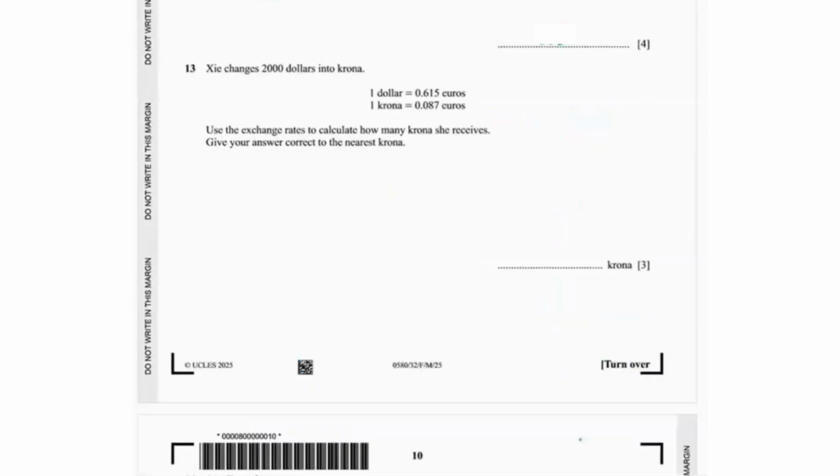Question 13 says, Z changes $2,000 into krona. $1 is 0.615 euros and 1 krona is 0.087 euros. Use the exchange rates to calculate how many krona she receives, giving the answer correct to the nearest krona. So let's convert the $2,000 into euros. 2,000 times 0.615 is going to give us 1,230 euros.